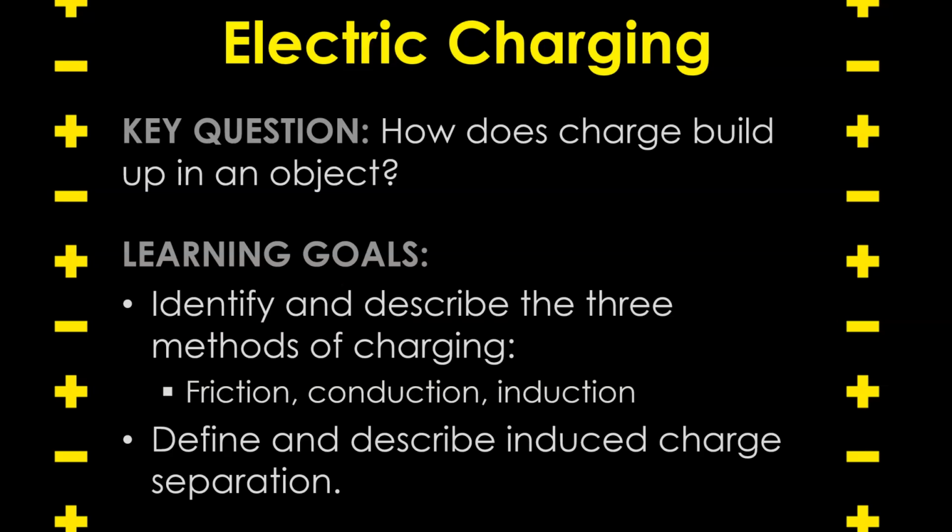Okay, so how does charge build up in an object? We are going to be looking at and identifying the three different methods of charging: charging by friction, charging by conduction, and charging by induction. These are the three methods. And then we're also going to be defining and describing induced charge separation.